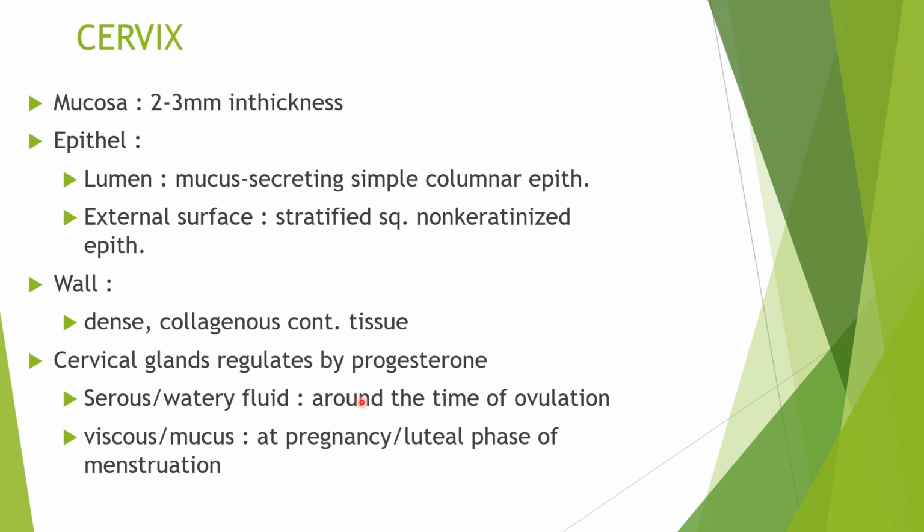The cervical glands which are present in the lamina propria are regulated by progesterone. Their secretions increase at the time of ovulation to nearly 10 folds. They become watery and clear in nature to allow the passage of the spermatozoa. Otherwise, in the cycle, these secretions are viscous and thick in nature.